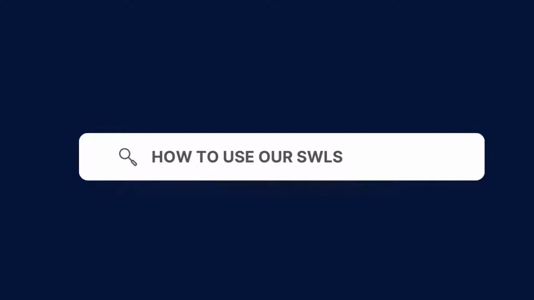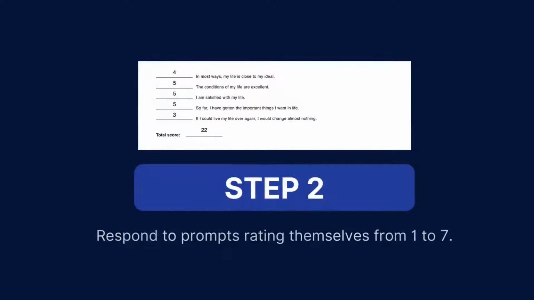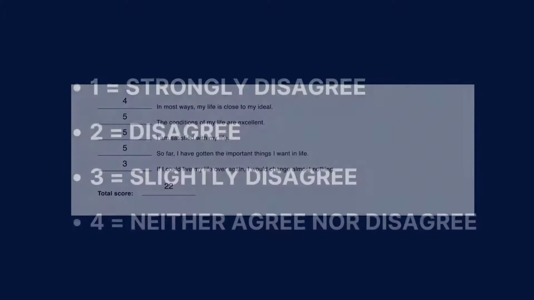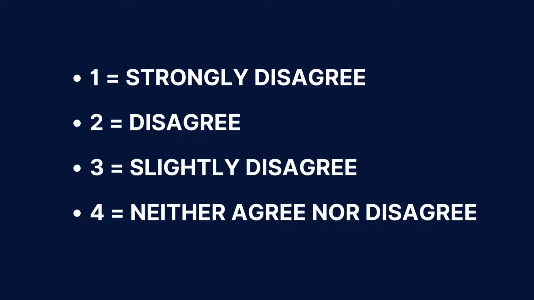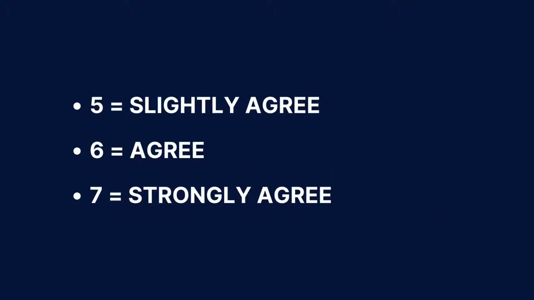Download the SWLS template off our Carepatron platform, which you can find in the description. Fill out the patient's details in the assessment as shown on the screen. Next, respond to the following prompts, rating themselves from 1 to 7. 1 being they strongly disagree, 2 being they disagree, 3 being they slightly disagree, 4 being they neither agree nor disagree, 5 being they slightly agree, 6 being they agree, and 7 being they strongly agree.